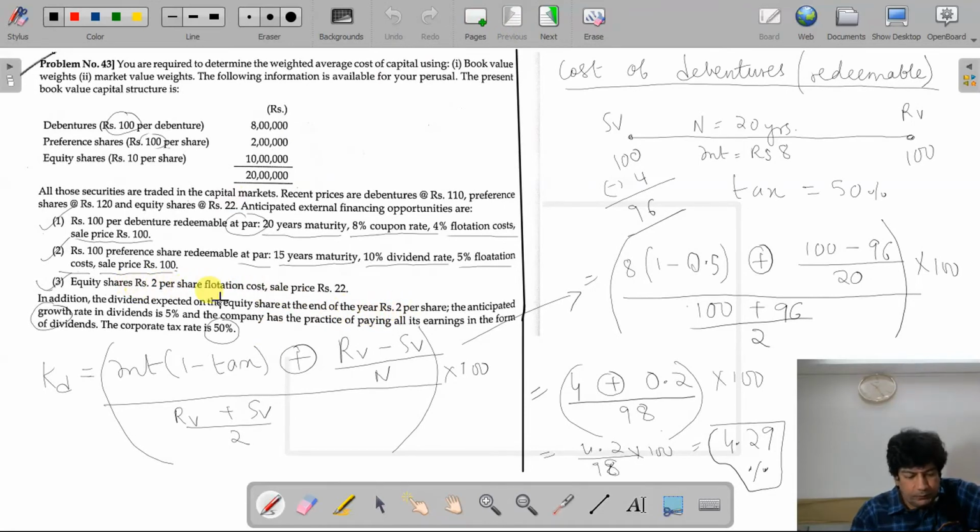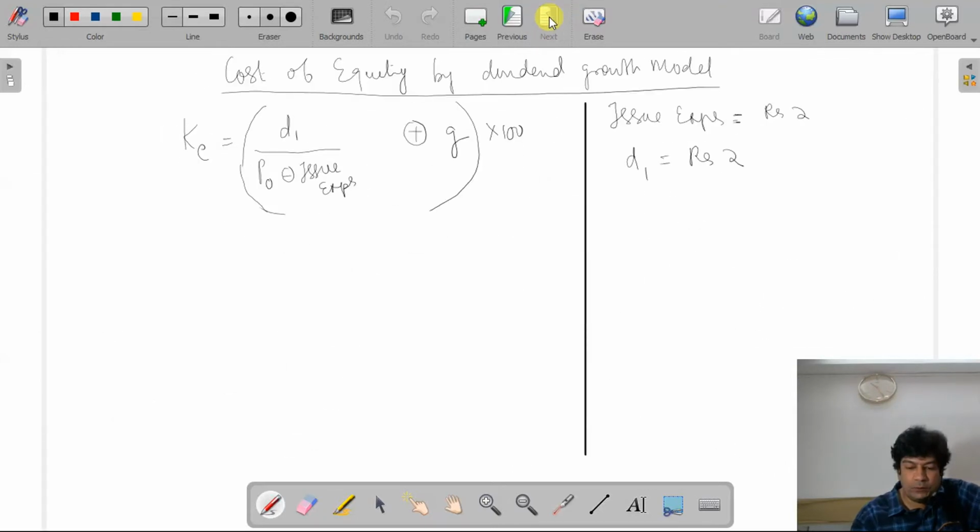Okay, so I missed out something. The sale price is 22. So the sale price means the market price. If I sell the equity share today, I will be receiving a sale price of rupees 22. That means the current market price is 22.